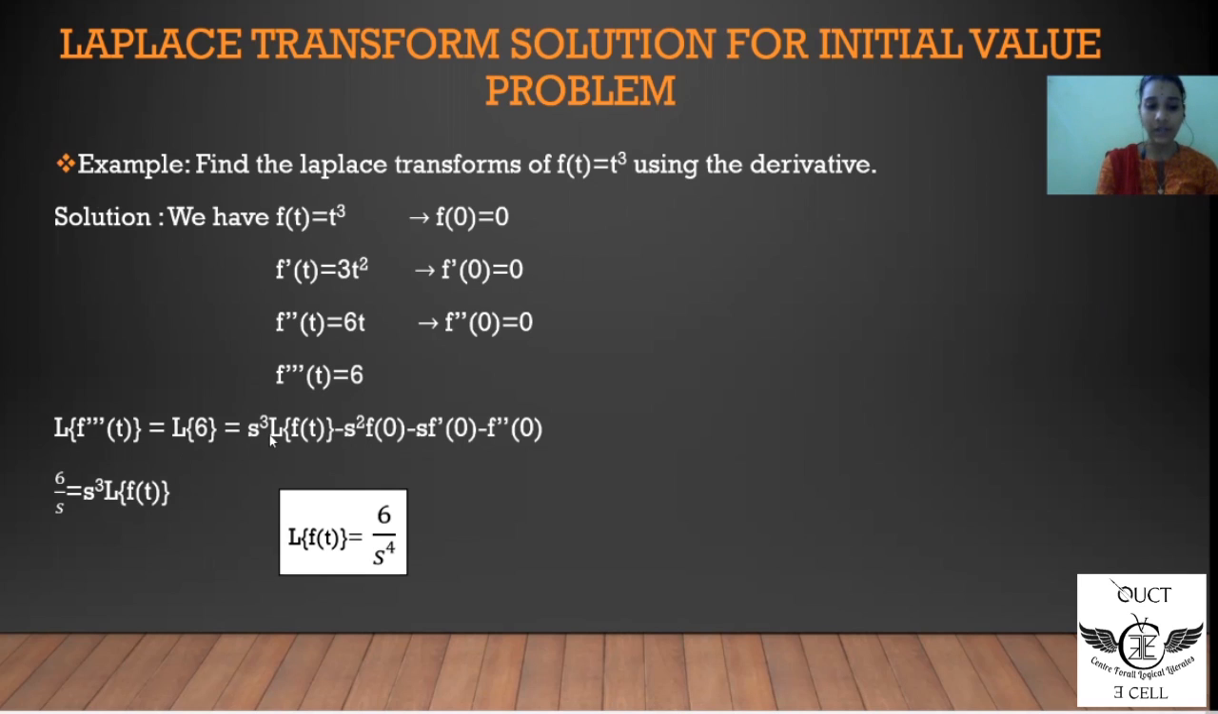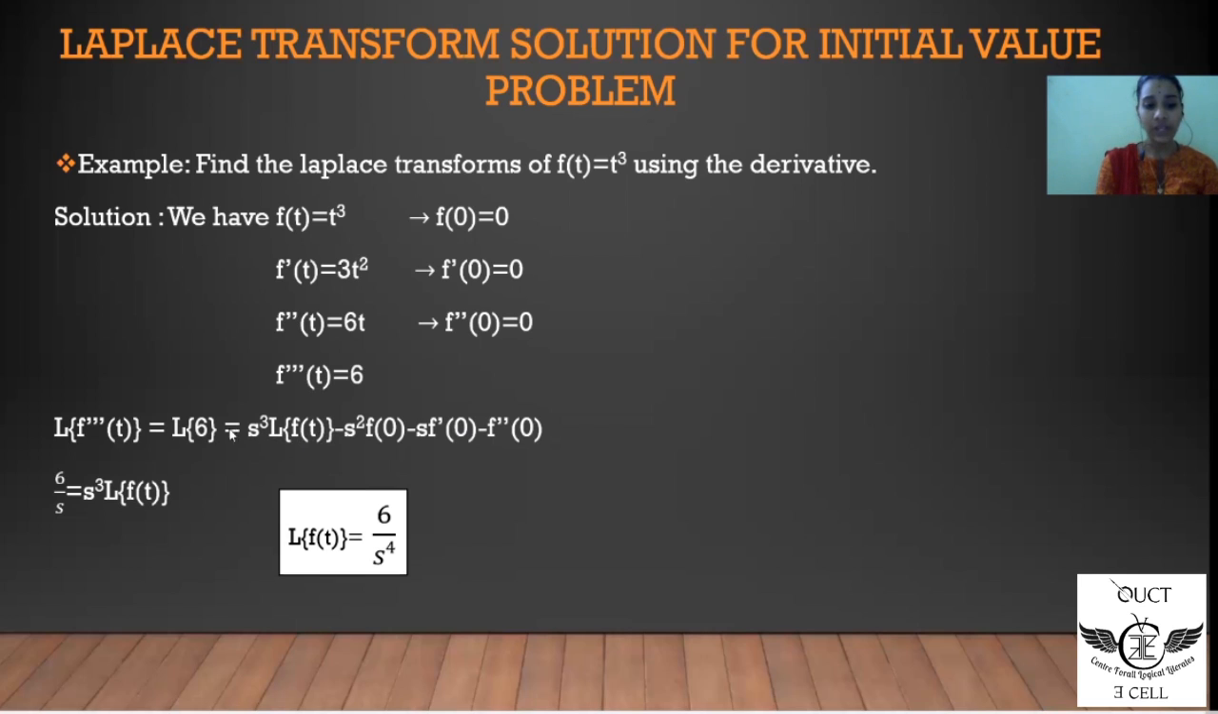So Laplace of 6 is equal to s cube Laplace of f(t), which is to be found out, minus s square f(0). f(0) is 0, so this term is equal to 0. Minus s f dash of 0. f dash of 0 is again 0, so this term is equal to 0. Minus f double dash of 0. f double dash of 0 is equal to 0. So all these three terms are equal to 0. So Laplace of 6 is equal to s cube into Laplace of f(t).